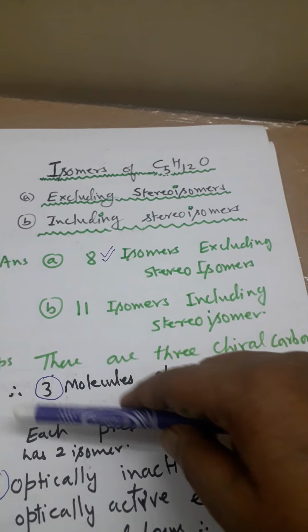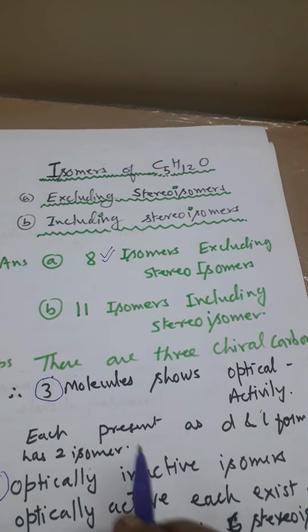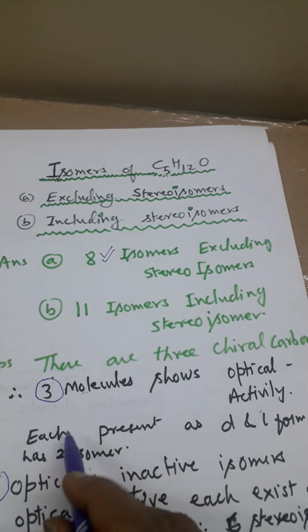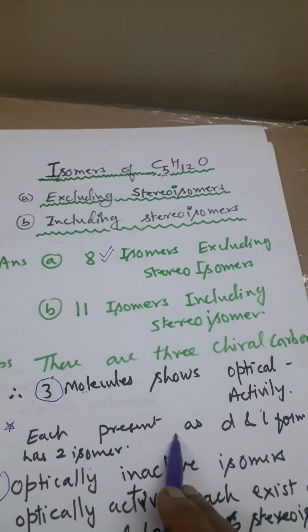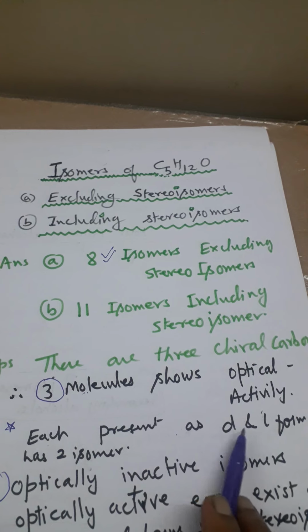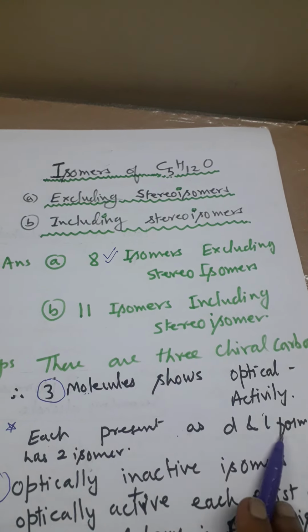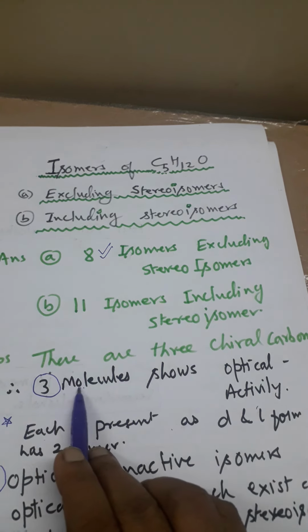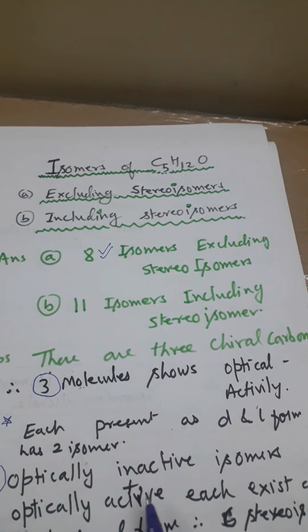Okay, so 3 molecules show optical activity, that is why they will form D and L forms. So see here, I have written each of them as D and L form. When it is optically active, I am making a star, each molecule will form D and L, 2 forms. Optically active compounds show D and L forms. So 2 structures will be formed, so total 3 into 2, 6. So 6 isomers from this and 5 optically inactive as they are.